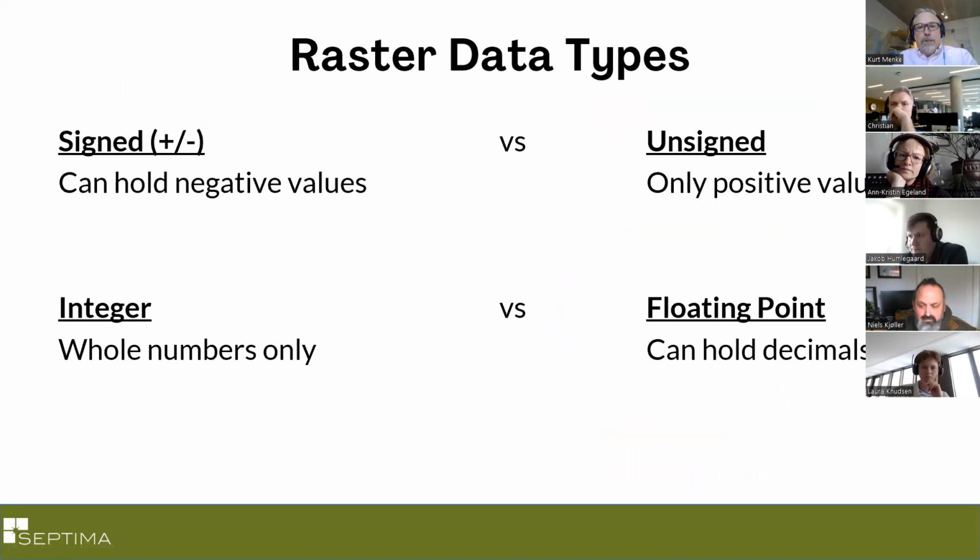There are several raster data types. There's signed and unsigned. Signed simply means it can hold negative values below 0. Unsigned can only use positive values. And then you have integer versus floating point. Integer is obviously whole numbers. Floating point can hold decimal places. So a categorical raster like land use is typically going to be an integer data set, and one that stores elevation is typically going to be floating point because you need more precision for that.